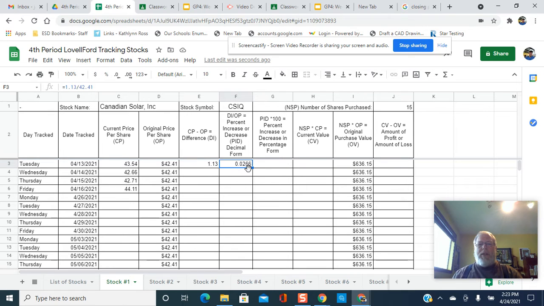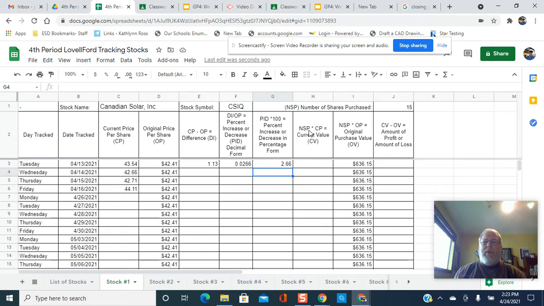Now, taking a decimal and turning it into a percentage means you're going to move that decimal 2 places to the right. And we do this by multiplying it by 100. So we go equals 0.0266 times 100. So we had a 2.66% increase in the stock from its original value.